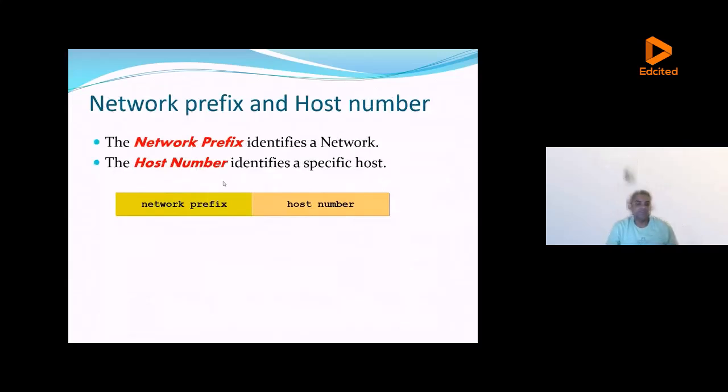Okay. So the IP addresses which you have seen, they are actually divided into two parts to be specific. One is the network prefix. Another one is the host number. You see just one IP, 192.168.1.1. Now, which part is the network and which part is the host, you might not be able to identify.